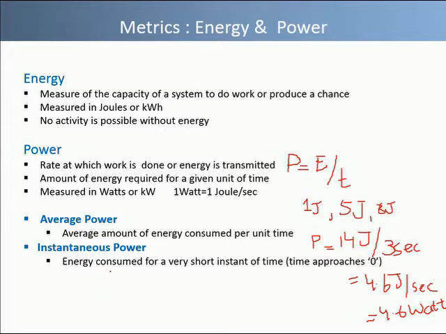Instantaneous power is another quantity which is the energy consumed for a very short instance of time. So if we are using more energy per unit time, we are actually dissipating higher power. So in order to reduce the amount of power, we can either reduce the amount of energy consumed per given time frame, or we can increase the time frame for a given amount of energy dissipation.